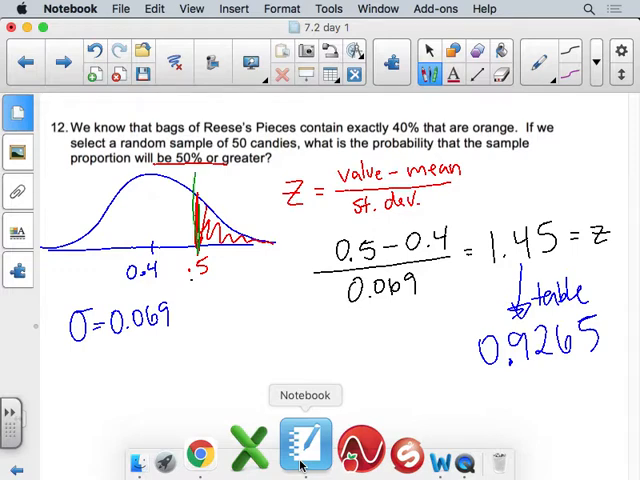But that's this value over here, which I don't want. I want the red, the greater-than part. So you have to do one more step. To get greater than, this is 92%, so you have to do 1 minus it to get the leftover part. So 1 minus 0.9265 is 0.0735.